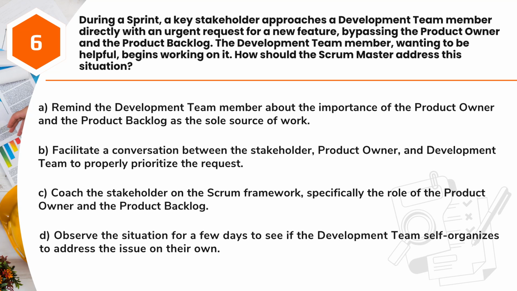A. Remind the development team member about the importance of the product owner and the product backlog as the sole source of work. B. Facilitate a conversation between the stakeholder, product owner, and development team to properly prioritize the request. C. Coach the stakeholder on the Scrum framework, specifically the role of the product owner and the product backlog. D. Observe the situation for a few days to see if the development team self-organizes to address the issue on their own.